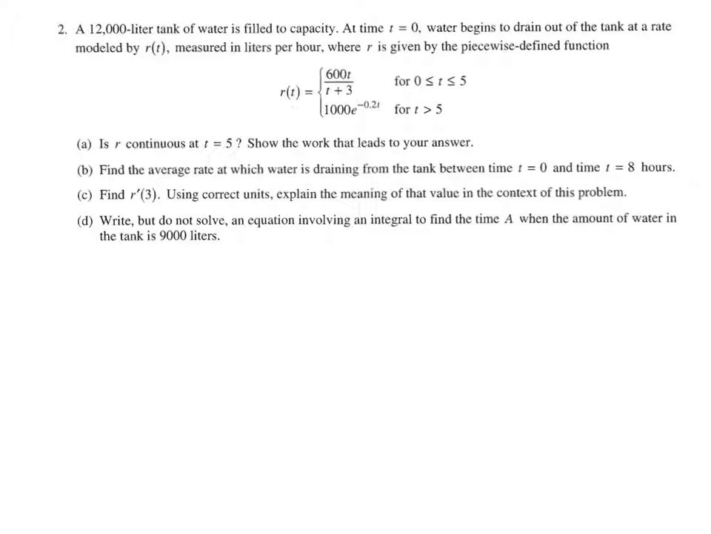In part C, find R prime of 3 using correct units. Explain the meaning of R prime of 3 in the context of the problem. Well, R prime of 3 means you have to look at which piece you're working with. In this case, you're working with this part up there. You're finding the derivative of that at t equals 3. Now the units part is going to be a big part on this one because this is a calculator problem. You could actually get that value without necessarily doing the derivative, but the units is what's going to make or break this one. You have to remember that in this case, R is measured in liters per hour, and t is measured in hours.